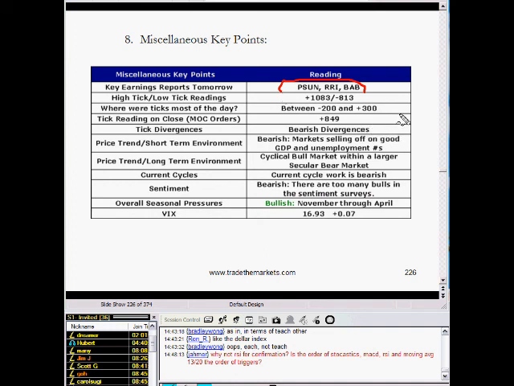The other main thing I like to look at is: what are the high tick readings and what are the low tick readings? That's pretty important, because if you get a high tick reading of, say, 1,083, and then the next day you're able to break that level, that's important in terms of bringing new buyers into the market. And those are the main things I'm looking for there.